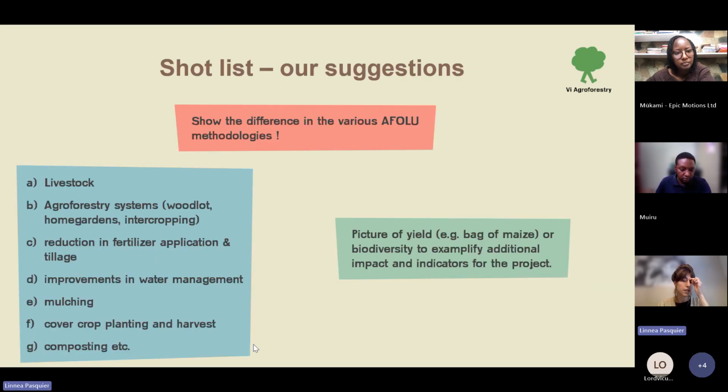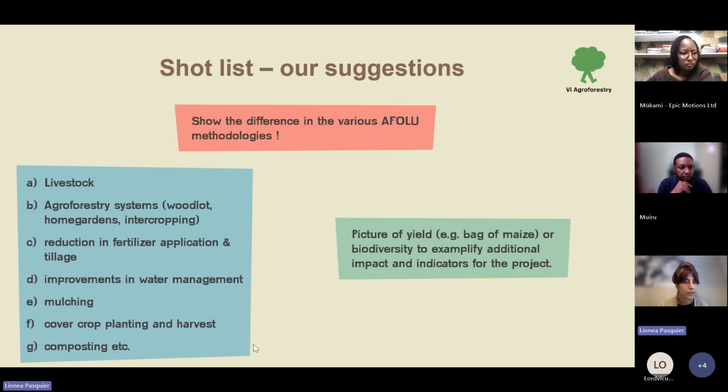And these are some of the suggestions. So one thing that I really thought of was the difference in the methodologies. As I said before, there are so many different ones. It could be storing the carbon in the tree trunk. It could be in the soil. It could be through different activities.